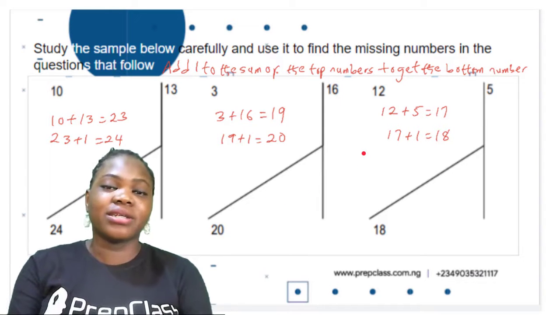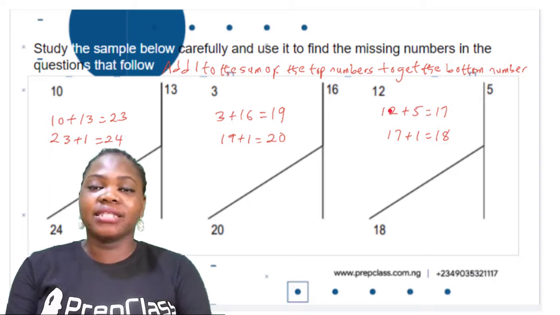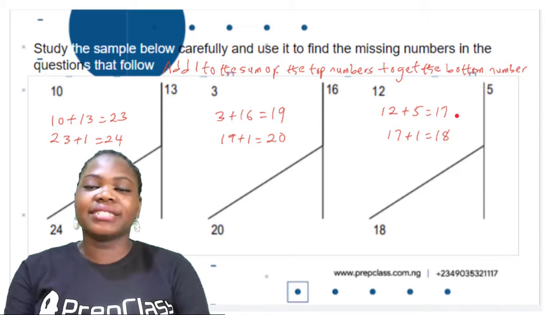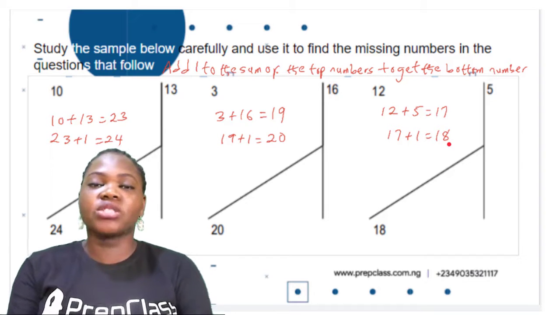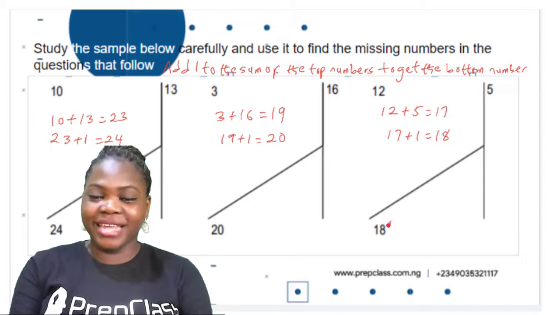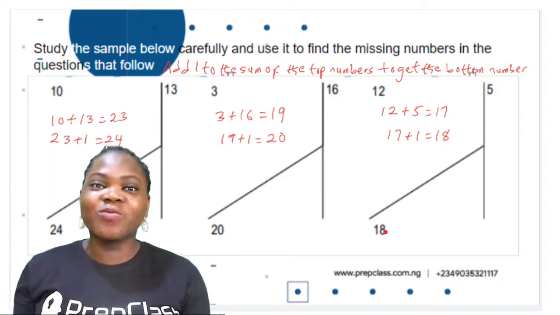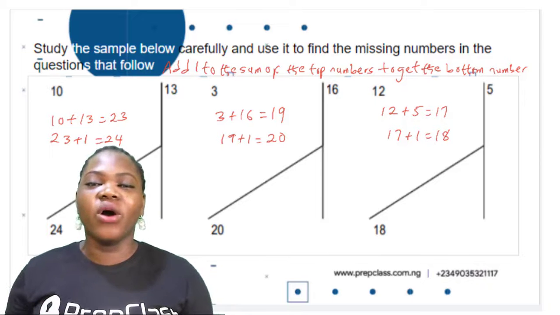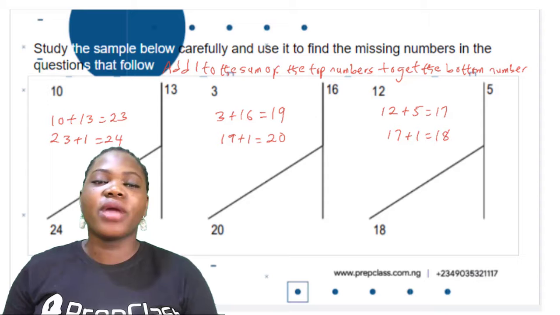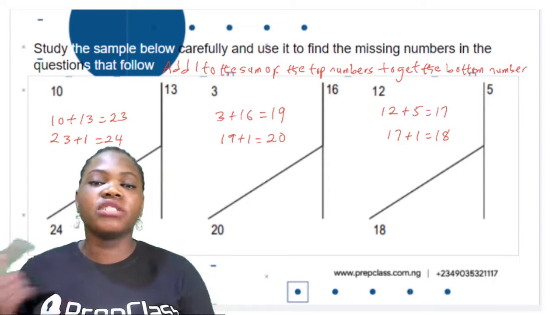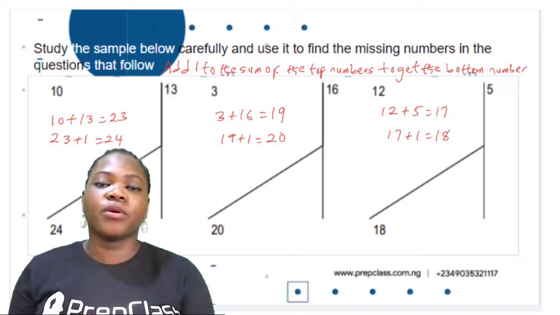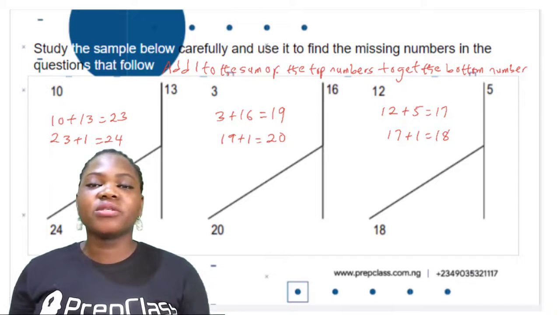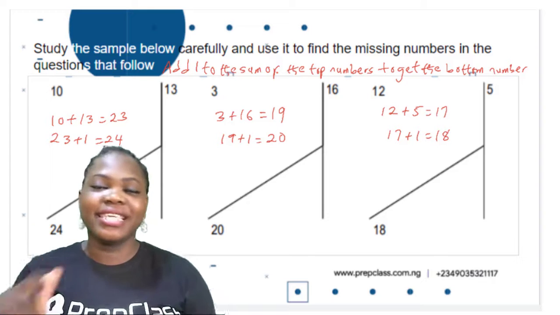Okay, let's see about the third sample. 12 and 5 are the top numbers. So 12 plus 5 is 17. The sum of the top numbers is 17. Okay, let's add 17 and 1. 17 plus 1 is 18. You can see here that the bottom number is 18. So this means that it works. This math works. So what do we do now? We can move on to answer the question. In the question, all we're going to do is to add 1 to the sum of the top numbers. That is, you have to find the sum of the top numbers first. Then you add 1 to it to get the bottom number. As simple as A, B, C.